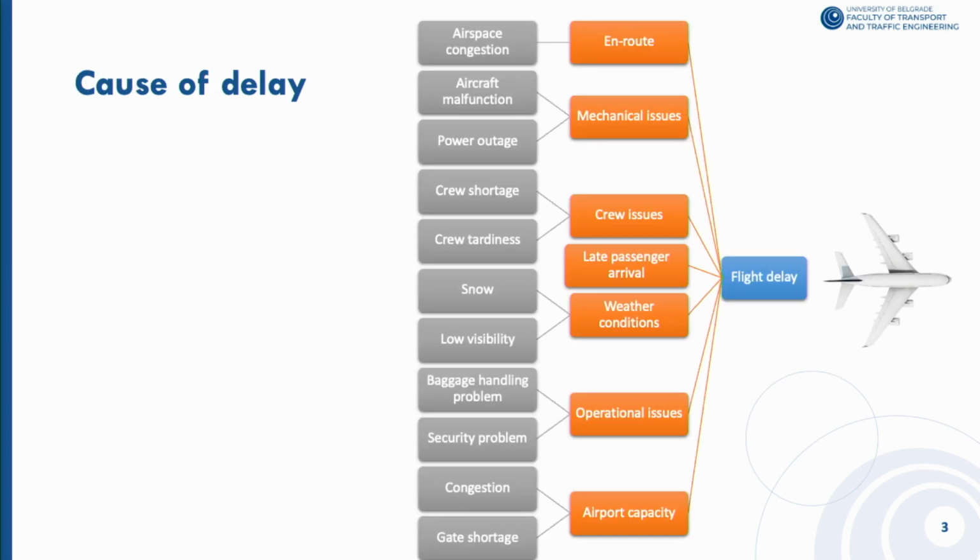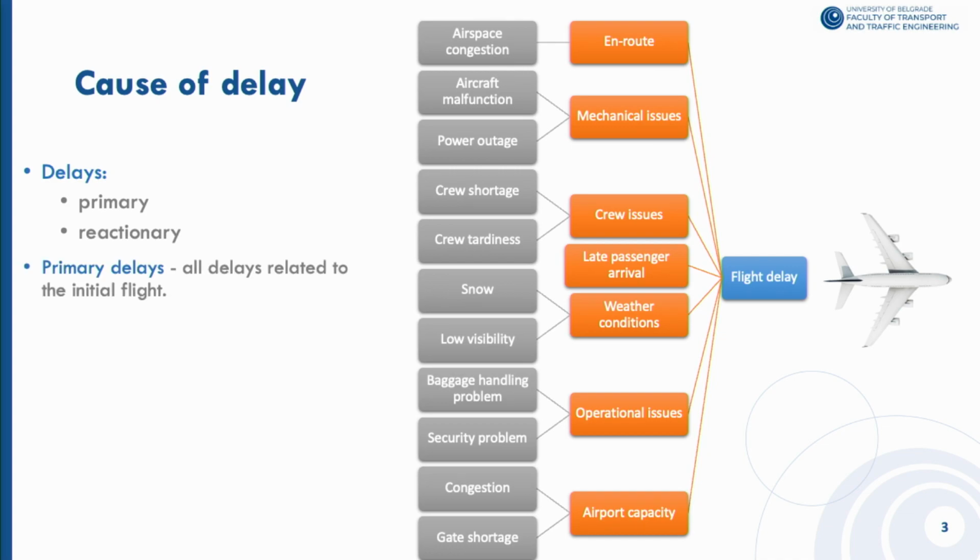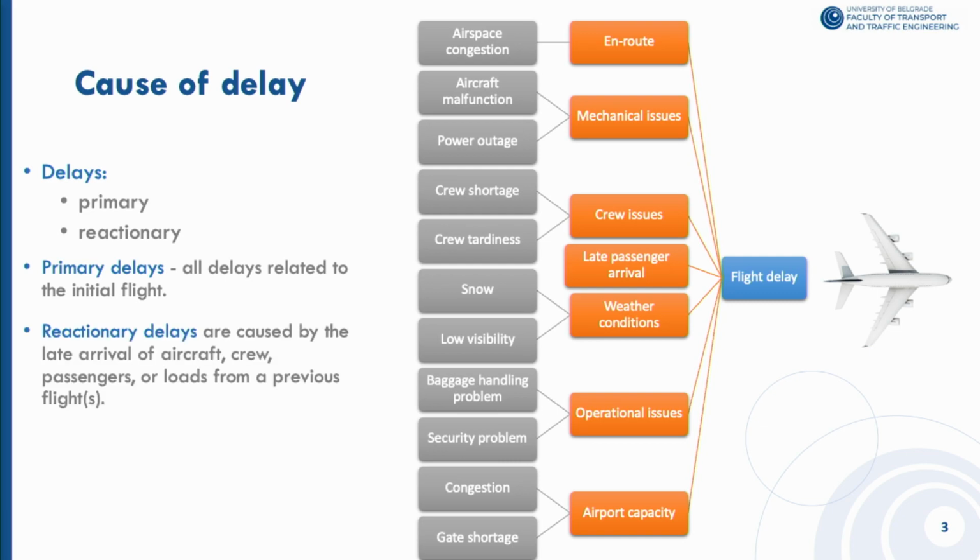In the airline industry, there are many causes of delays, and here we listed some of the ones that are most frequent, but this list is not limited. What is more important is that each of these reasons can happen at any point of time during airline operations. I would also like to point out that in the airline industry we make a distinction between primary and reactionary delays. The primary delay is related to the initial flight, and this can be caused by any kind of reason, for example, severe weather conditions or technical problems on the aircraft or something similar. The reactionary delays are the ones caused by late arrival of the crew or aircraft or the passengers, etc., and this is the main reason why the following flight will also be delayed.